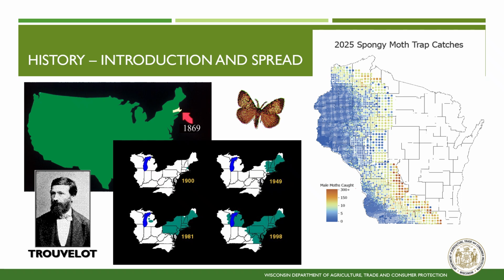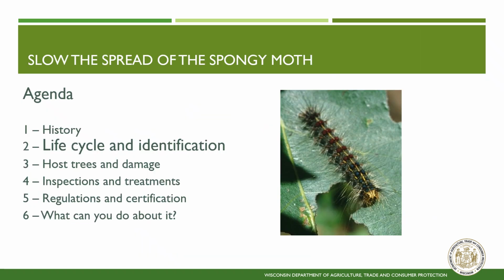Wisconsin's 2025 male moth trap catch map on the right shows a graphic representation of the leading edge of the current infestation. Note that the white area in eastern Wisconsin doesn't denote the lack of spongy moth, just a lack of trapping data since we concentrate our traps along the leading edge of the infestation and don't place traps in counties where the pest is well established. Next, we look at the life cycle of the spongy moth and learn to identify it in all its life stages.